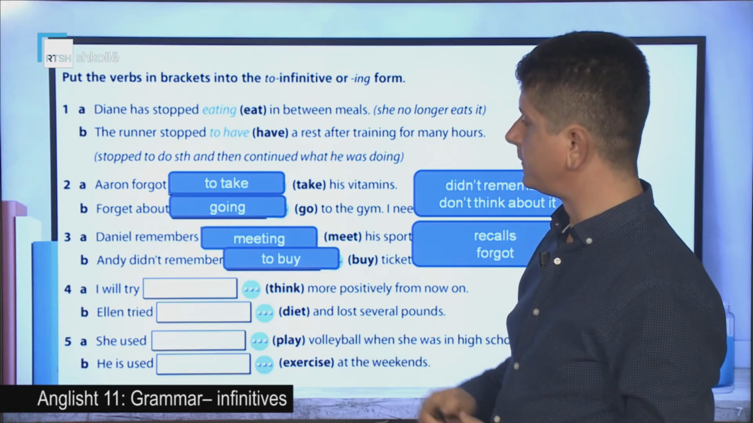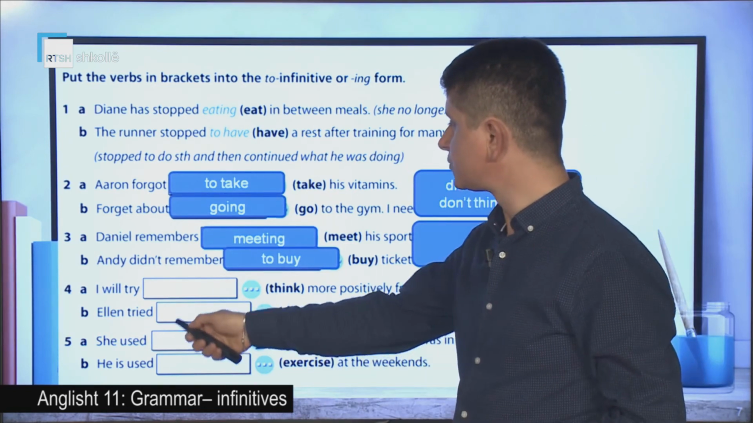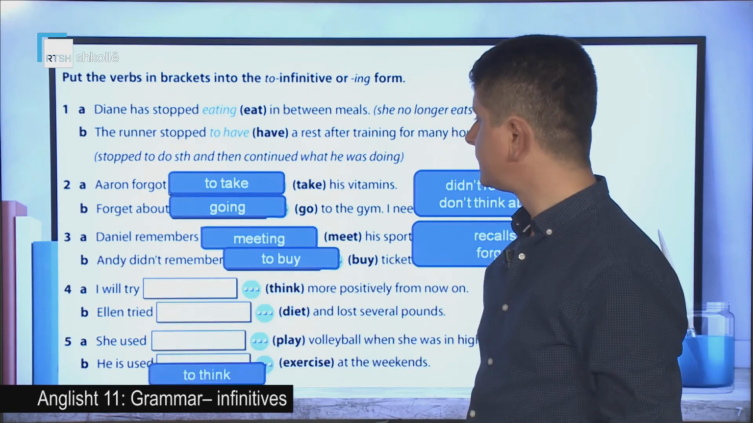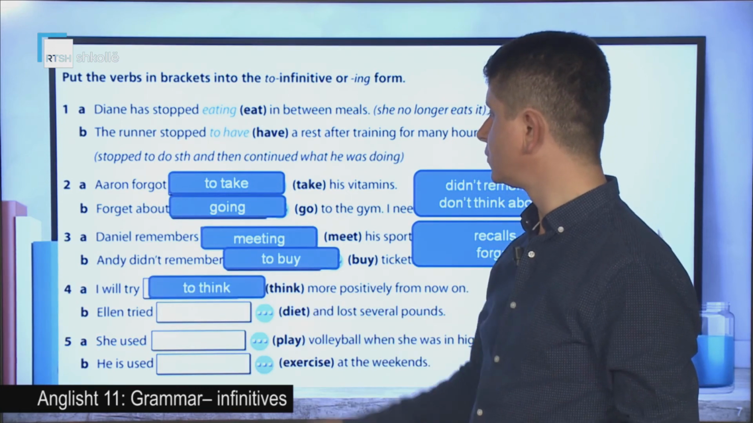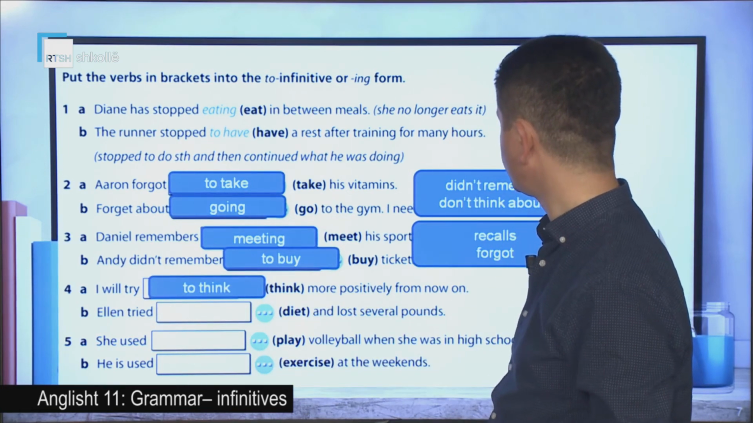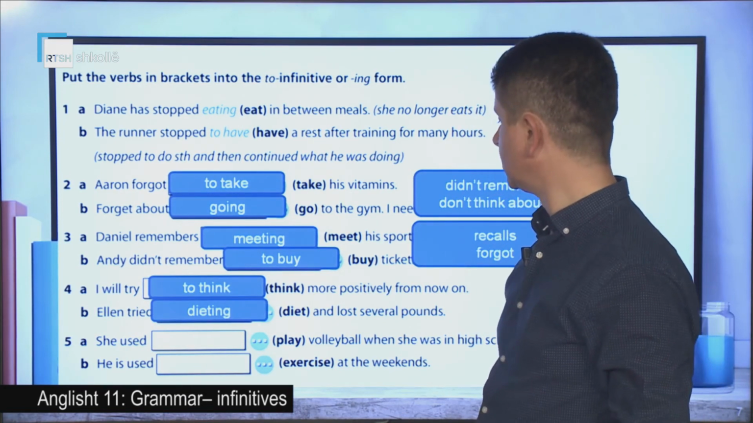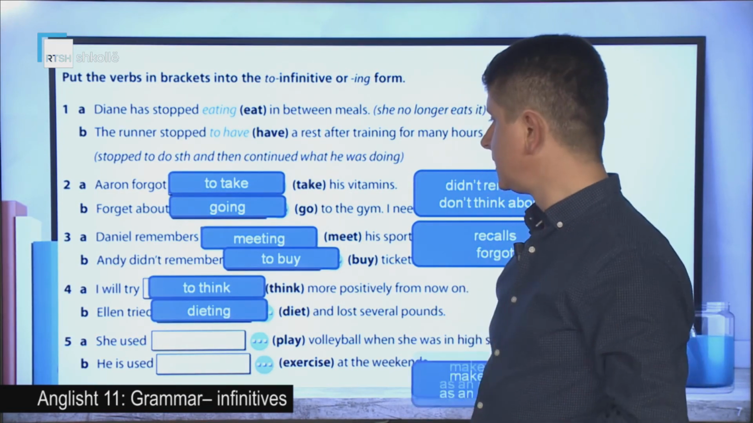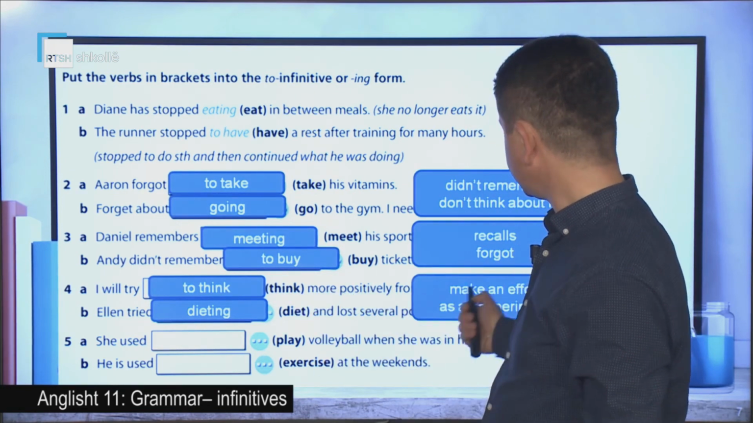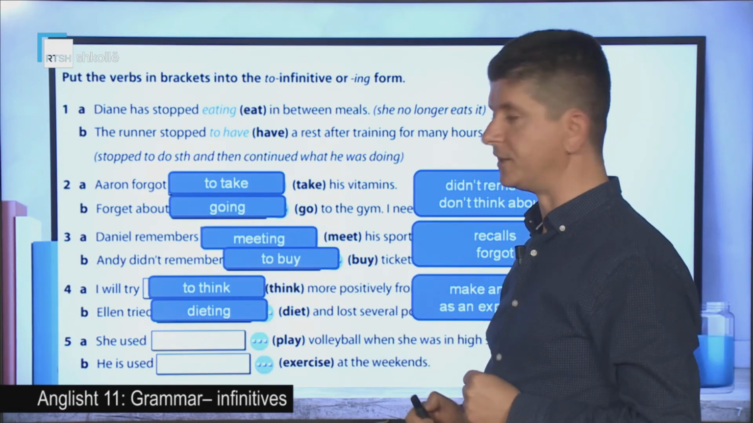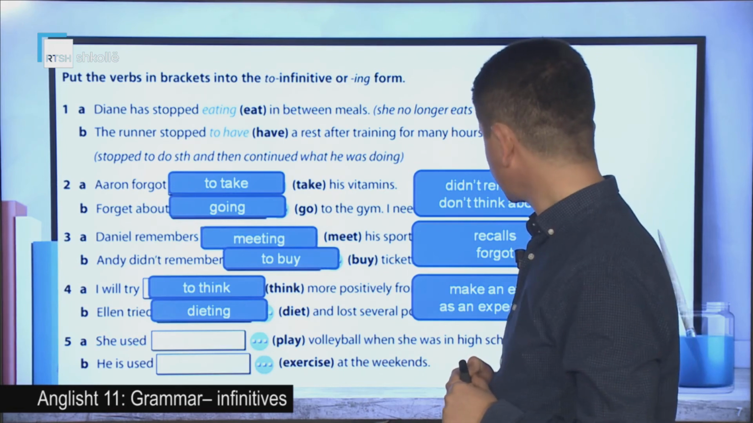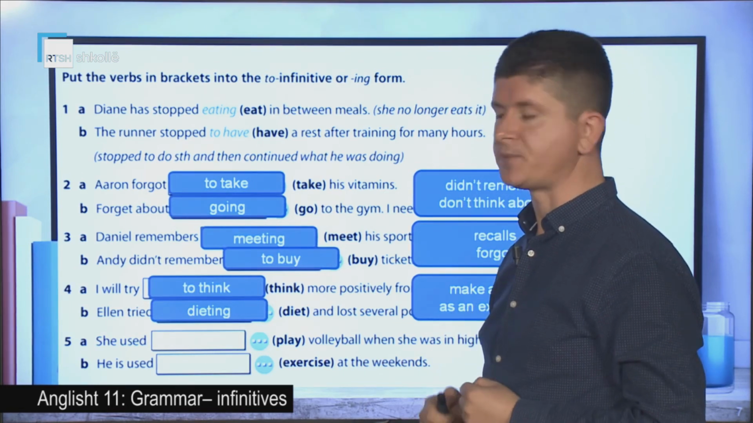Exercise sentence number 4. I will try, Ellen tries. So the verb is try. In the first case, it takes a to infinitive. I will try to think more positively from now on. While in the second, Ellen tried dieting and lost several pounds. So the meaning in the first sentence is to make an effort. She tried hard. While in the second, she did it as an experiment.